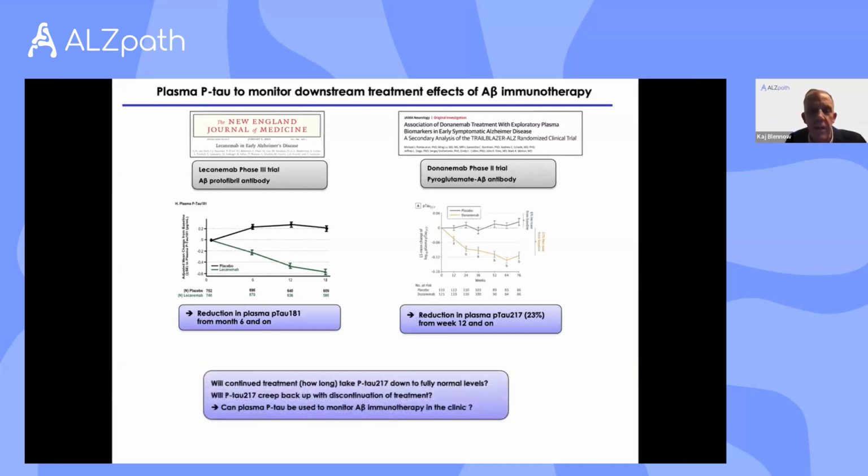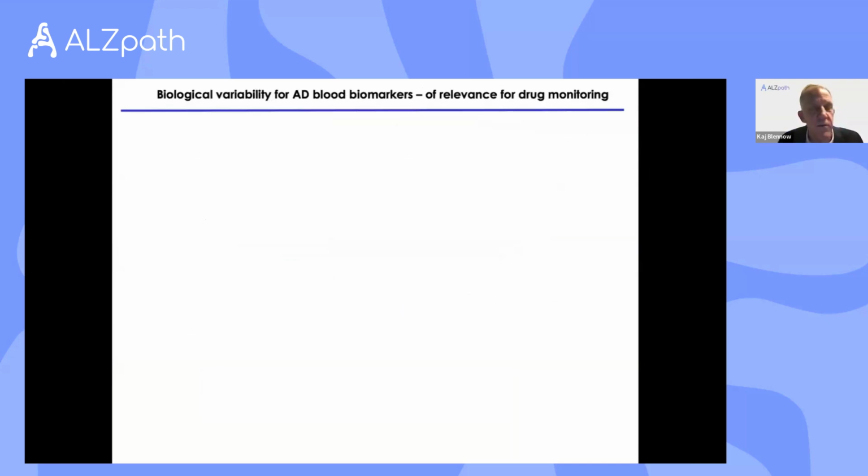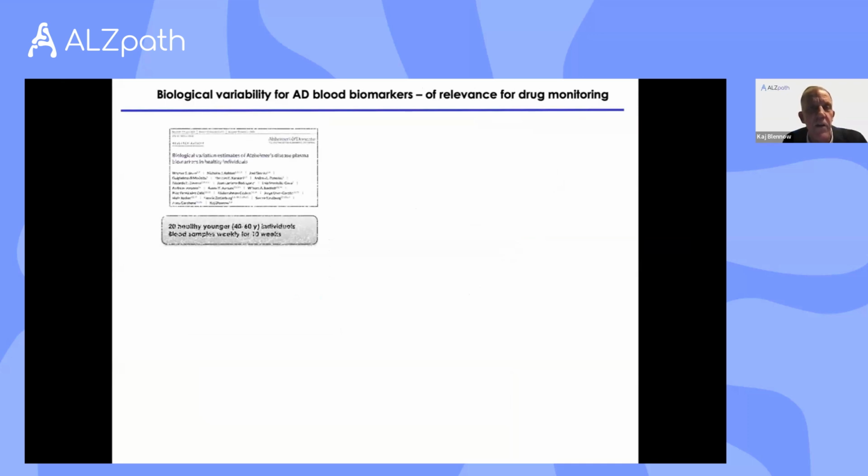So maybe we can use phospho-tau in plasma like this to try to understand how long we need to treat, or if pTau217 will creep back up when you discontinue treatment and need to start it up again, and that type of questions. One thing, of course, if we want to use plasma phospho-tau to monitor treatments, is the biological variability. So how much is the variation in healthy people, for example?